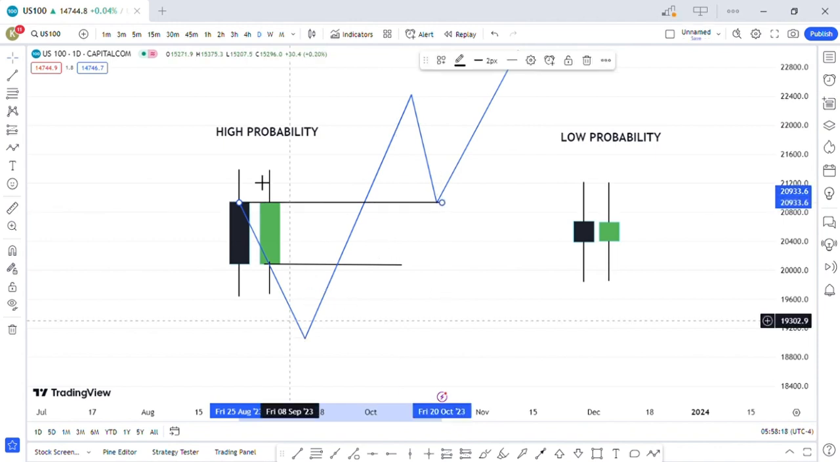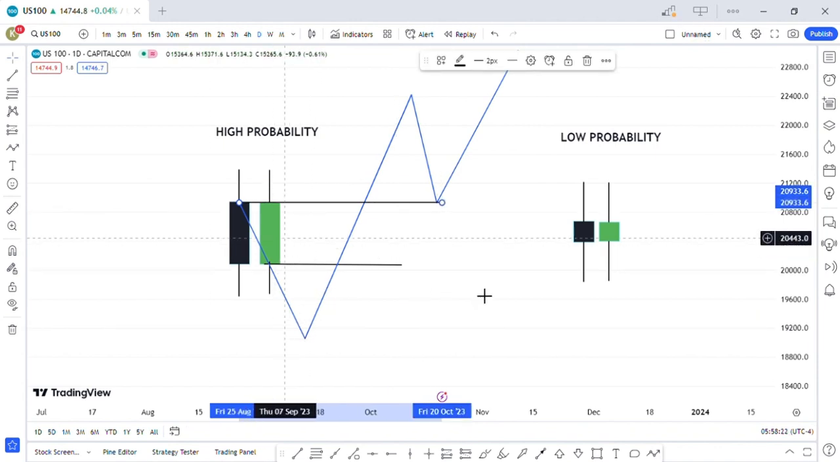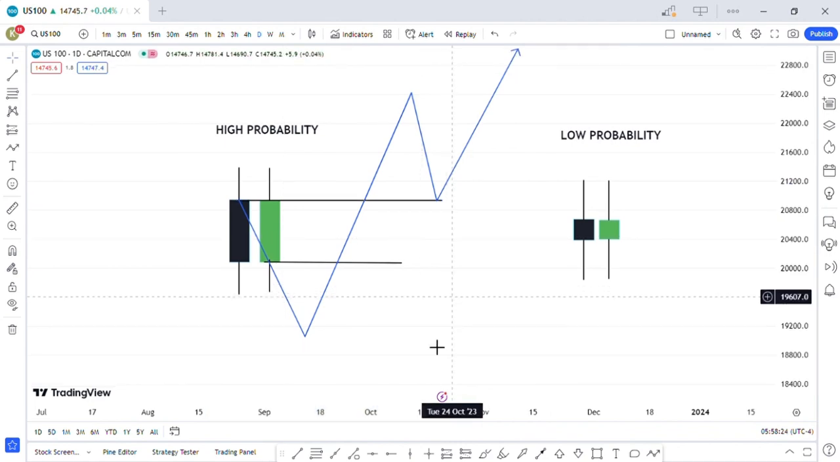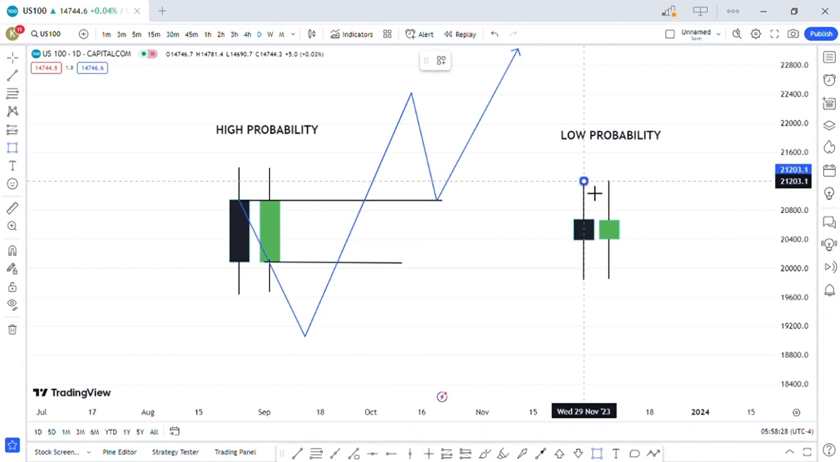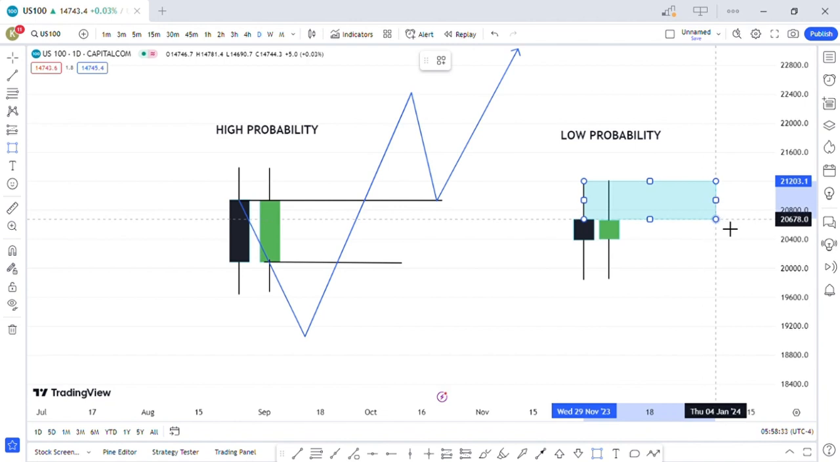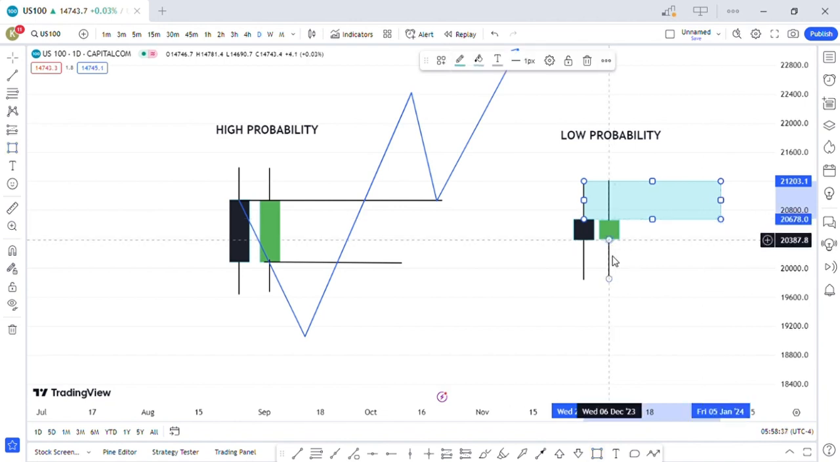Or the other way around, with the lower probability order block, I like to use the wick to the open, meaning this. I like to use the wick to the open like this, or this.